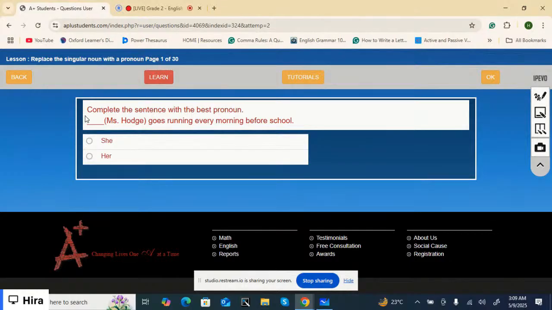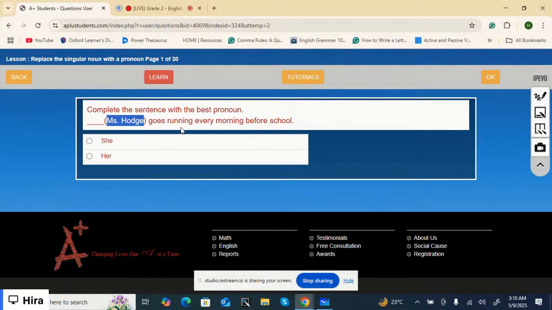Okay, complete the sentence with the best pronoun. Well, we have one word missing here, as you can see the blank, but in front of it, the name of a person is written. Miss Hodge. Well, we will not consider it, but it will be a hint for us that we have to complete the sentence with the best pronoun. In place of this name, we have to use a pronoun.